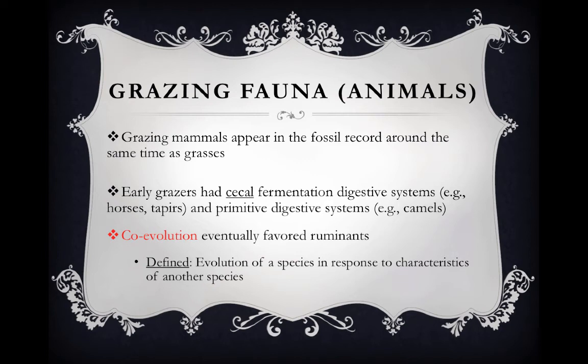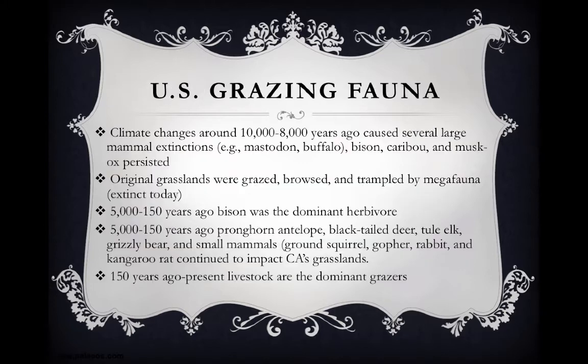Right, so in the previous segment, we were talking about grazing fauna or grazing animals and how they came to evolve. And we ended talking about the grasses and the animals going through coevolution together. And coevolution, again, is where one species is going to evolve in response to the characteristics of another species.